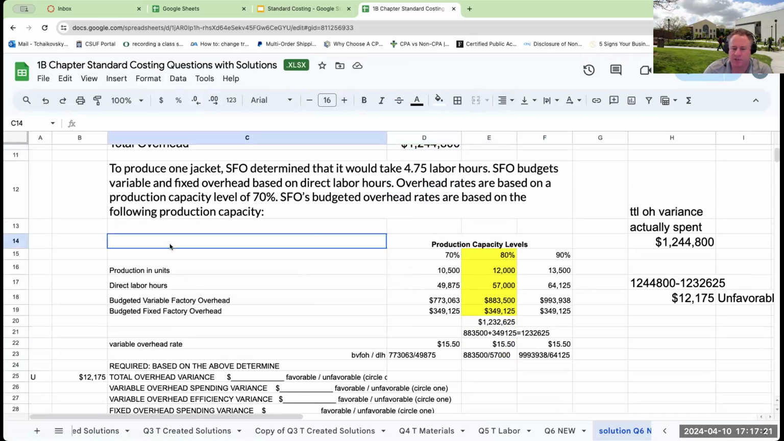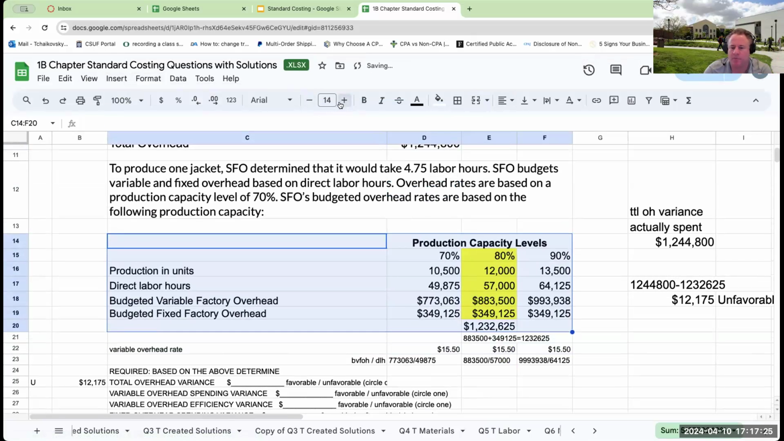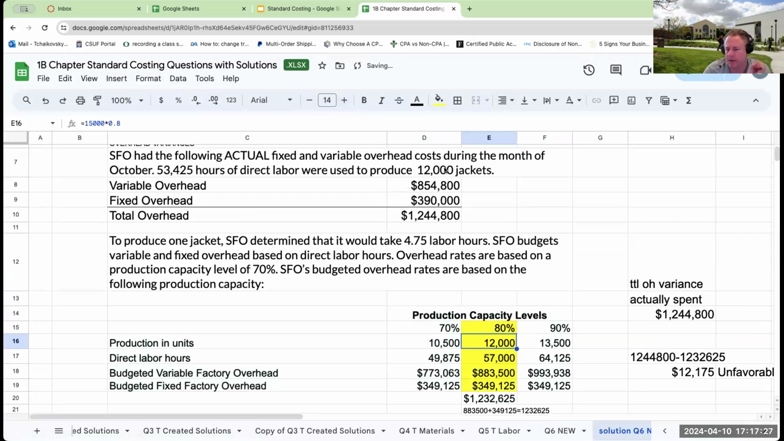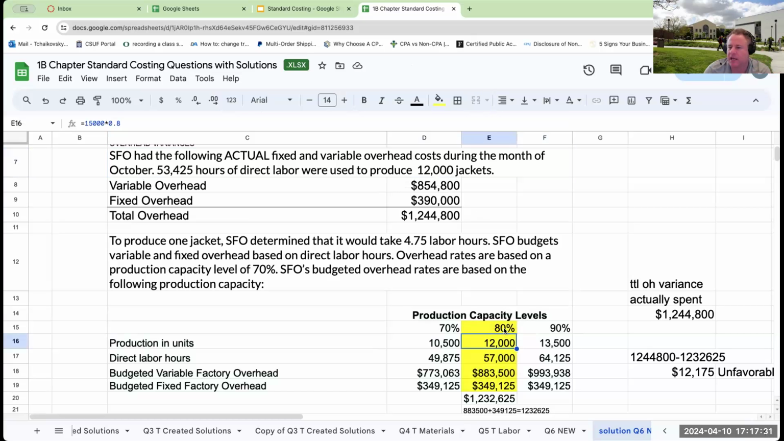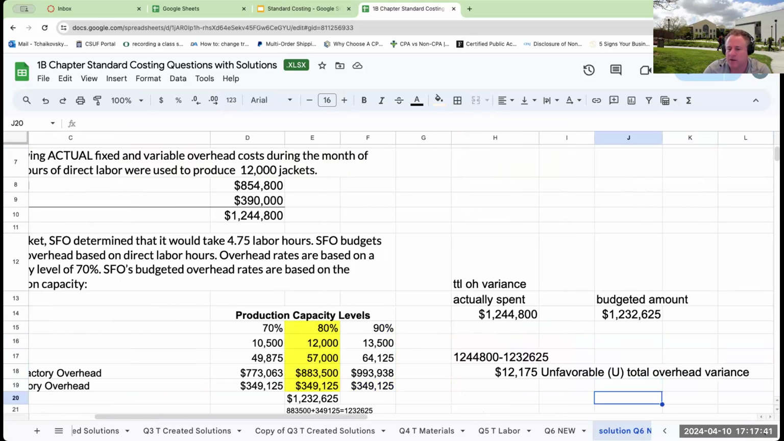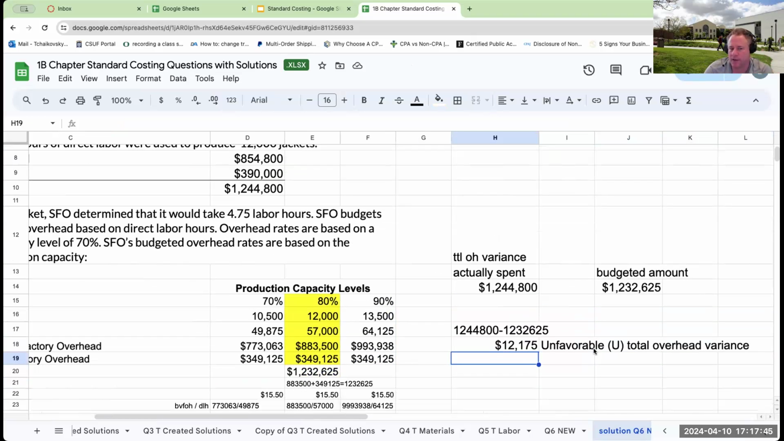I had a budget. Where did I end up with on my budget? Well, if I look over here, I made 12,000 jackets. Therefore, I come over here to 80%, made 12,000. So the amount I should have spent on my factory overhead should have been 1,232,625. So this is going to be an unfavorable total overhead variance. Okay. Now let's go over here to the next step.